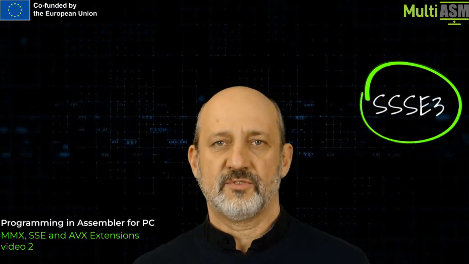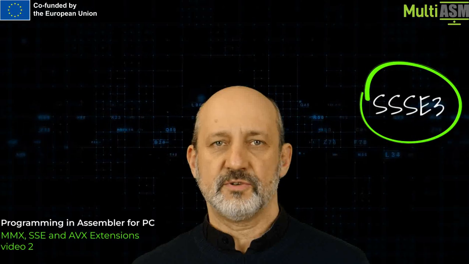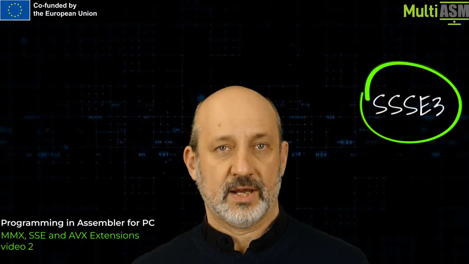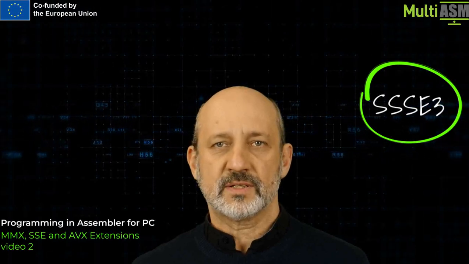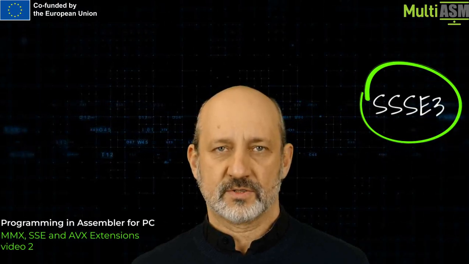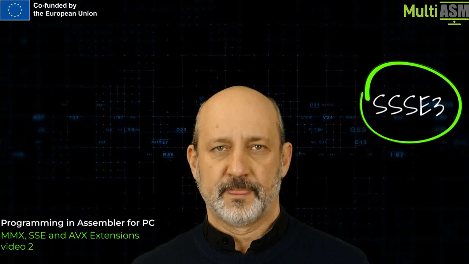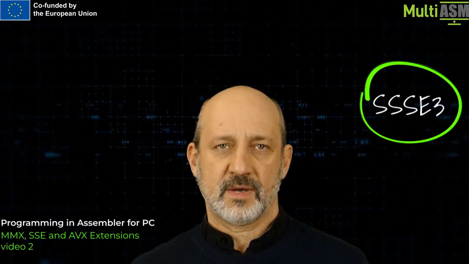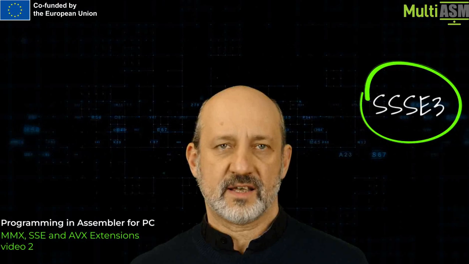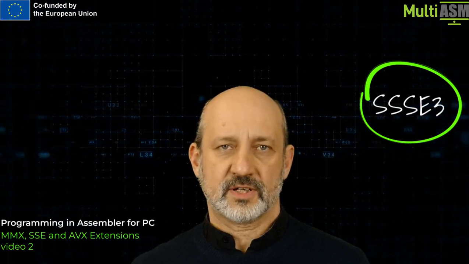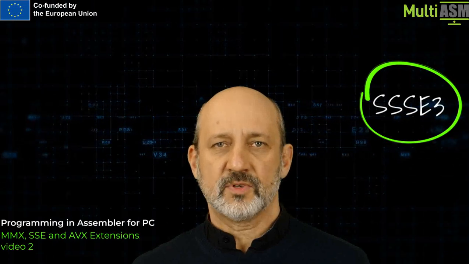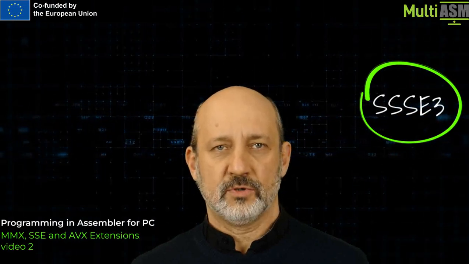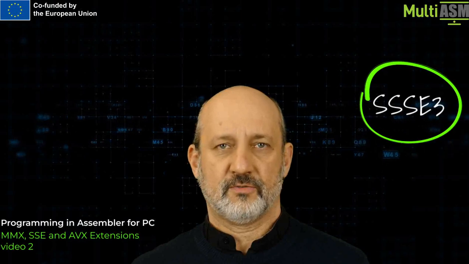SSSE3 is an abbreviation of Supplemental Streaming SIMD Extension 3. It is a set of 16 instructions which implements integer horizontal operations on XMM registers. The principles are the same as in horizontal instructions in SSE3, but instructions can process vectors of double words or words. An example is PHADDW, packed horizontal addition of words.